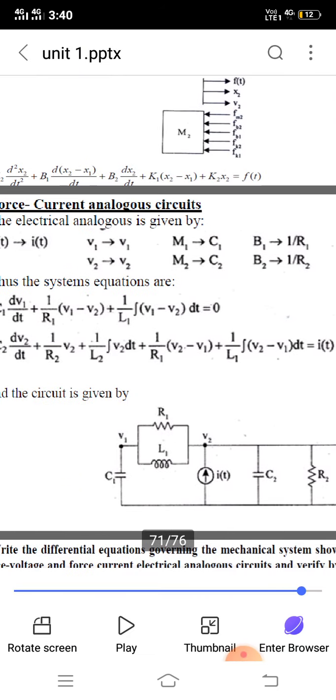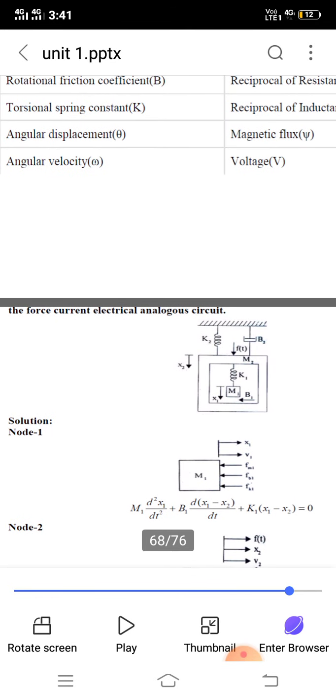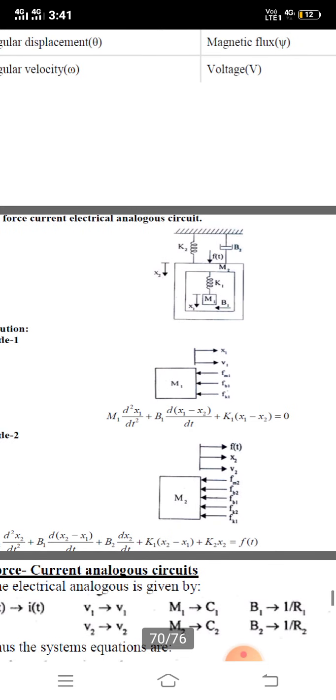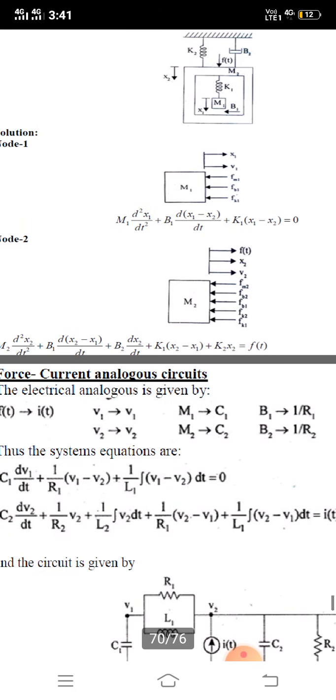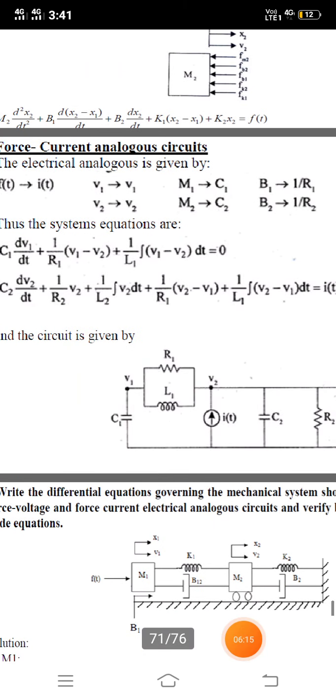Okay, this is the conclusion of this problem. First we define the two differential equations. After that, for those two differential equations, we adopt the electrical analogy. Finally, we make one electrical equivalent circuit for those analogy equations. That's it.